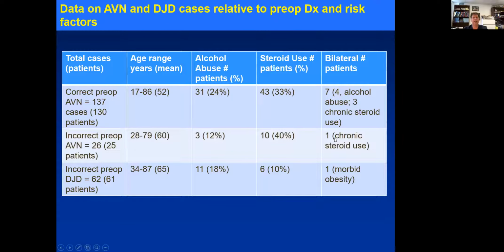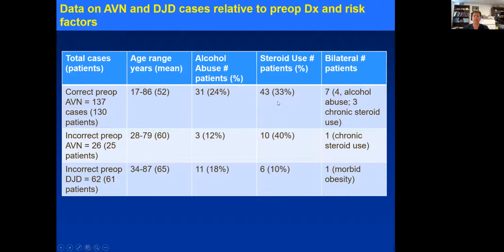So if we look at some other data of AVN and DJD cases relative to preoperative diagnosis and risk factors, there are some other interesting findings which we've already somewhat alluded to, but I want to give you the actual data. These were patients that had a correct preoperative diagnosis and correlated entirely with the pathology of AVN. There were 137 of those cases, 130 patients. Those patients had a mean age slightly younger than this cohort, 52 years. And you can see the breakdown.